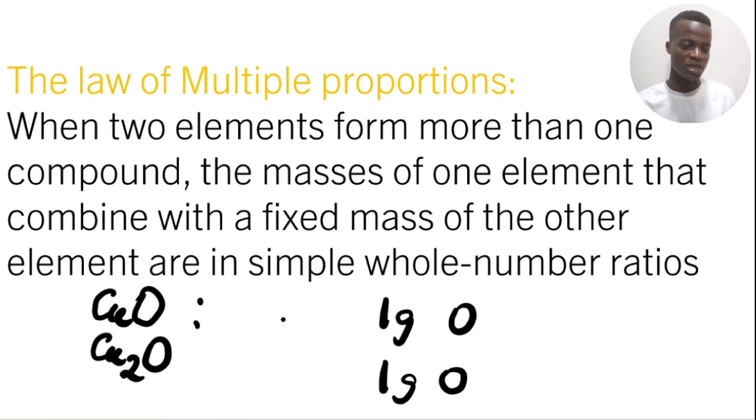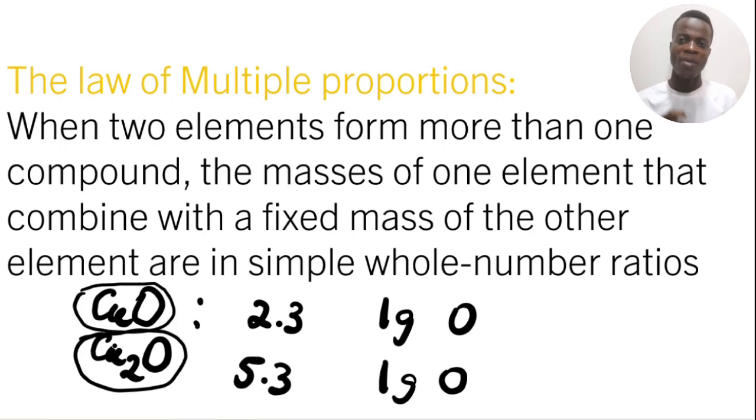So what we are going to have is, let's say, 2.3 for one compound, and for the other, let's say 5.3, or something like that. So what we are saying is that when two elements form more than one compound, this one is copper and oxygen, and the other compound also involves the same elements, copper and oxygen.